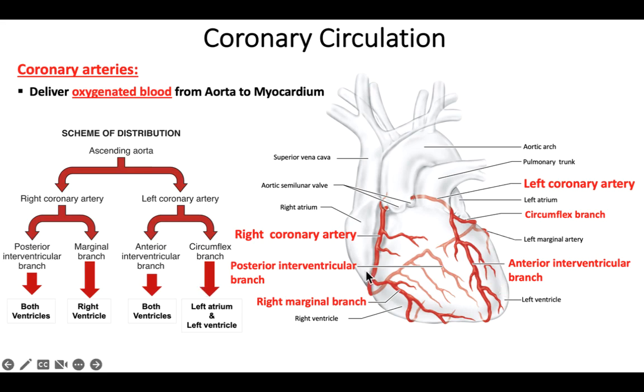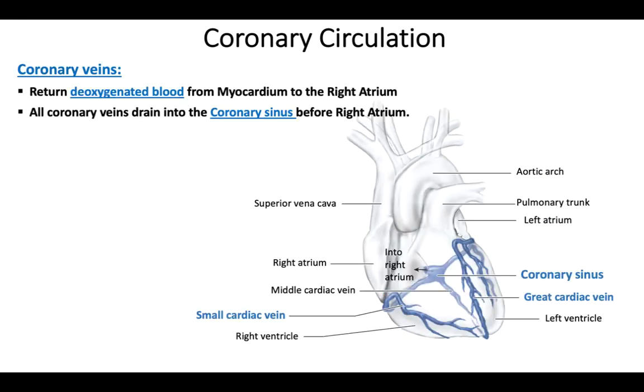So those are the coronary arteries. Again, what is the purpose? It's to deliver oxygenated blood from the aorta to the myocardium. Then once it delivers that blood, right, delivers the oxygen, delivers nutrients, picks up carbon dioxide and waste, it needs to bring that blood back into the right atrium.